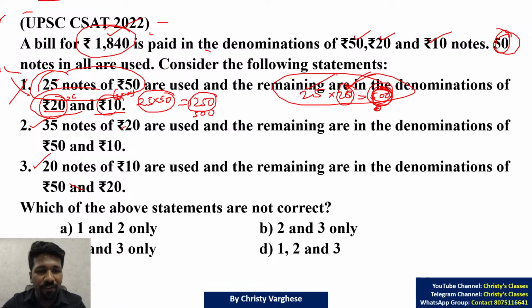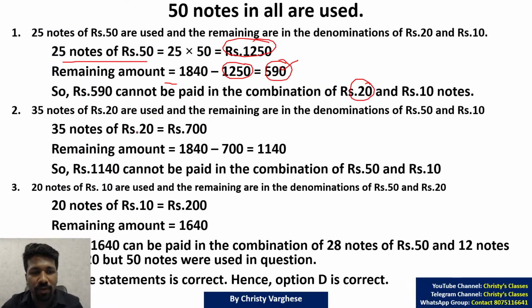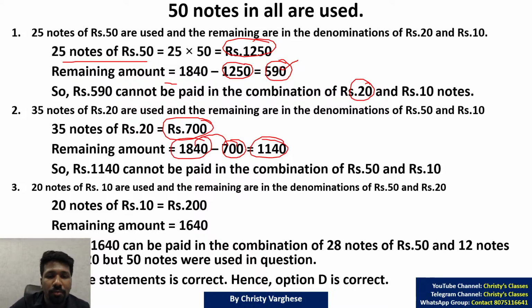Then do the same for the second statement and the third statement. Second statement, 35 notes of 20 rupee. 35 into 20 is 700 rupees. So the remaining amount will be how much? 1840 minus 700, where 1840 is the total bill to be paid. So the remaining is 1140, to be filled by 50 rupee and 10 rupee notes. How many remaining notes are there? 35 notes completed means to complete 50 notes, 15 notes remain. What is the best case possible? All being 50, because among 50 and 10, 50 gives you more money.